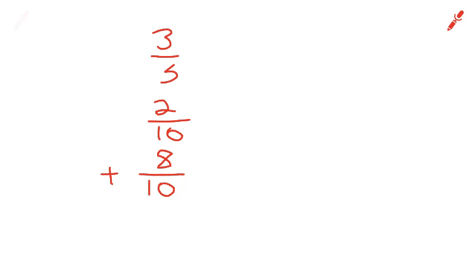Let's look at 4A. We need to add up these fractions: 3 over 5 plus 2 over 10 plus 8 over 10. To add or subtract fractions, you must have common denominators. These two are common, they're both 10, but that one isn't, being 5. We've got to figure out what 5 and 10 both go into. 5 and 10 both go into 10. So 10 is going to be our LCD.